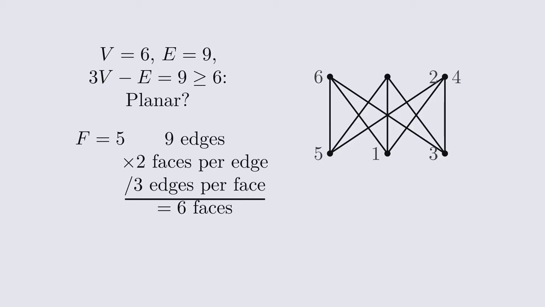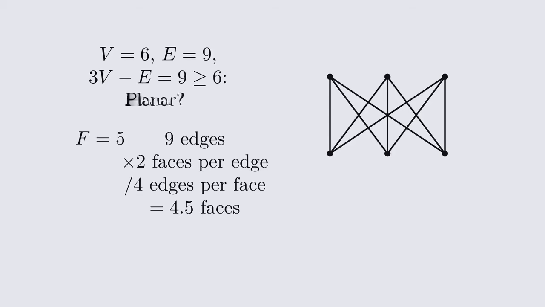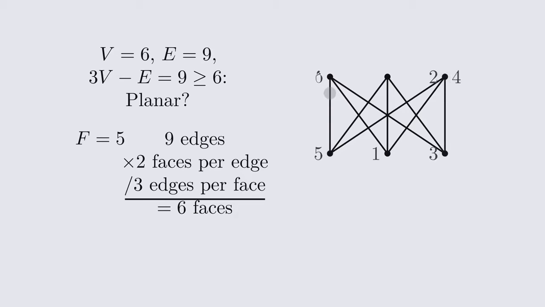So if we go back to our estimation about the number of faces we can make in K33, but take into account that the smallest face is one with 4 edges, we find that we can only make 9 divided by 4 times 2 equals 4.5 faces, which is less than the 5 that are required. So despite K33 succeeding in the common test of planarity, it is non-planar. We just needed to take into account the structure of K33.